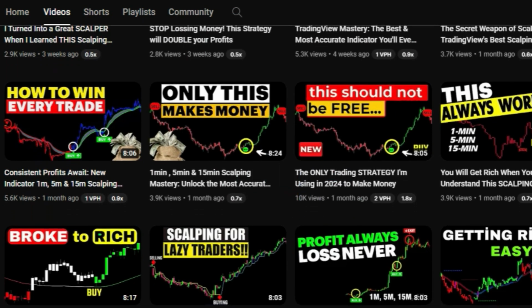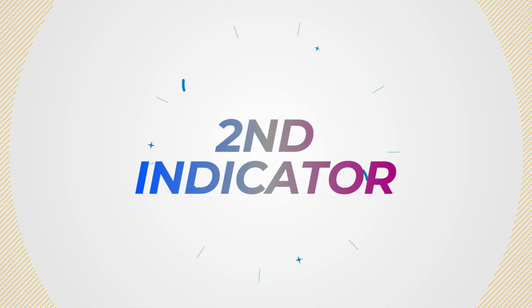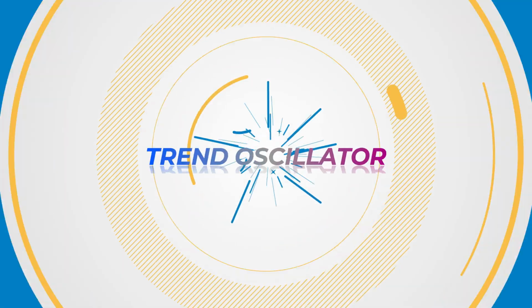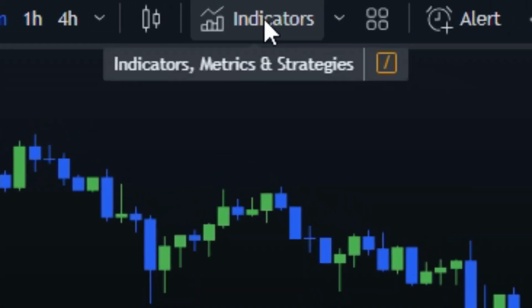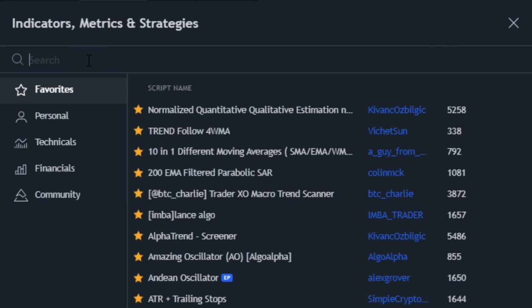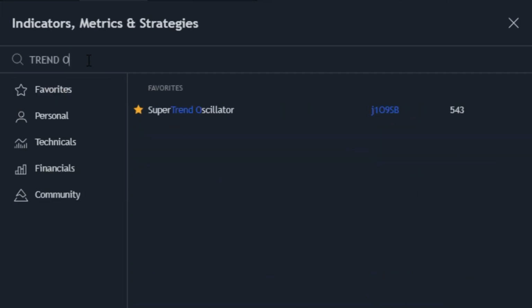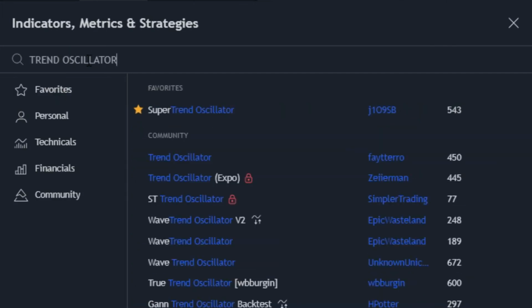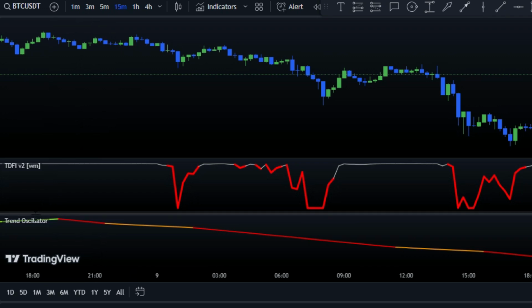Now let's get back to enhancing our strategy with the trend oscillator. To add this oscillator, navigate to the indicators section, type trend oscillator in the search bar, and select the indicator from the results to add it to your chart. To ensure the trend oscillator performs optimally within our strategy, we need to make a few essential adjustments. It's crucial to follow the steps demonstrated in this video closely.